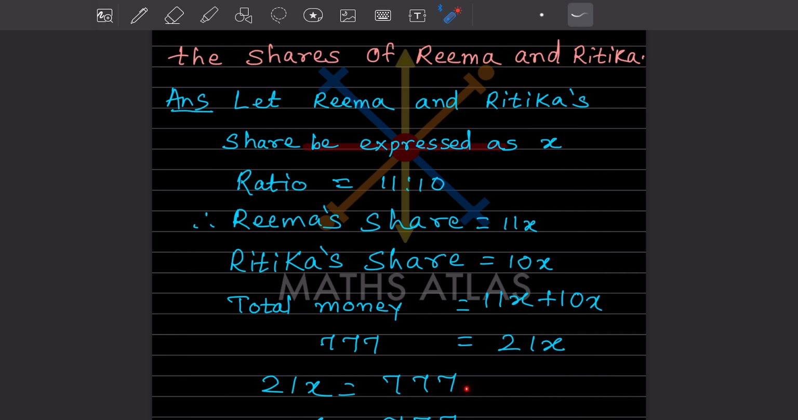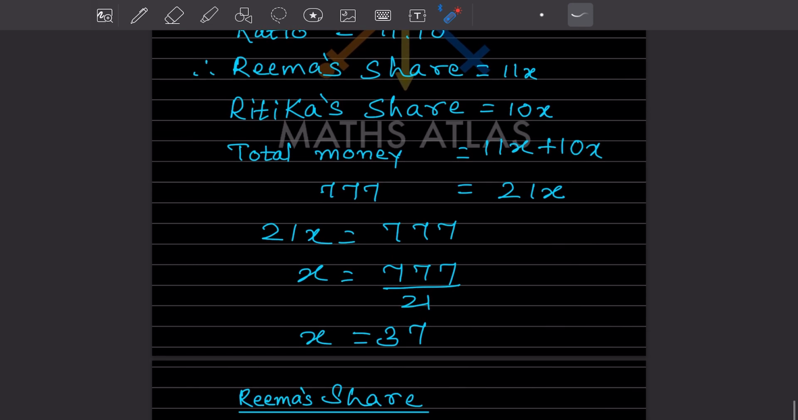Now 21x is 777. So x is going to be what? Because this is multiplication, right? So it is going to get divided. So this is 777 divided by 21. And when you divide it, you get 37. So we got x is 37.